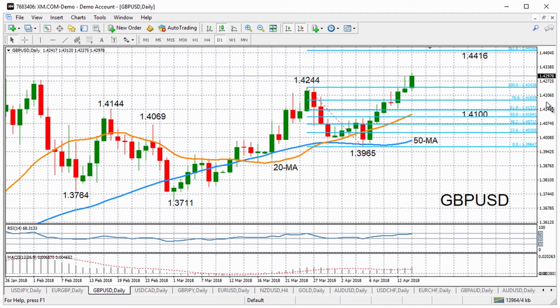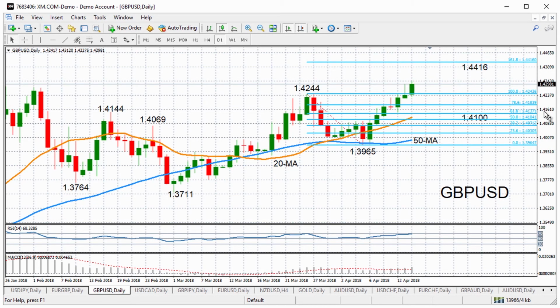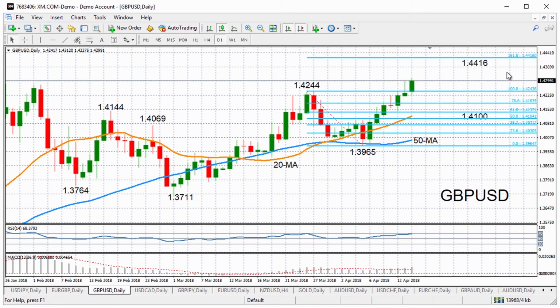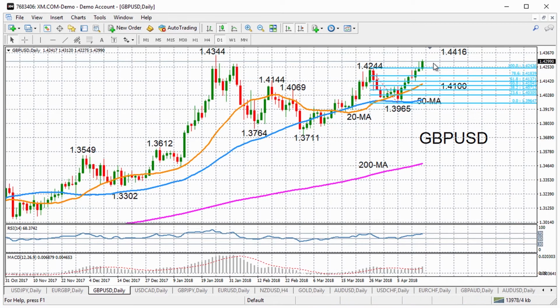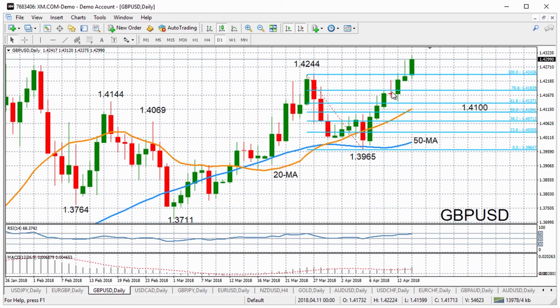Then we could see the next key resistance coming from the 161.8% Fibonacci projection of the up leg from 1.4244 to 1.3965. Before that, though, it would have to break above January's 1.5 year high of 1.4344.